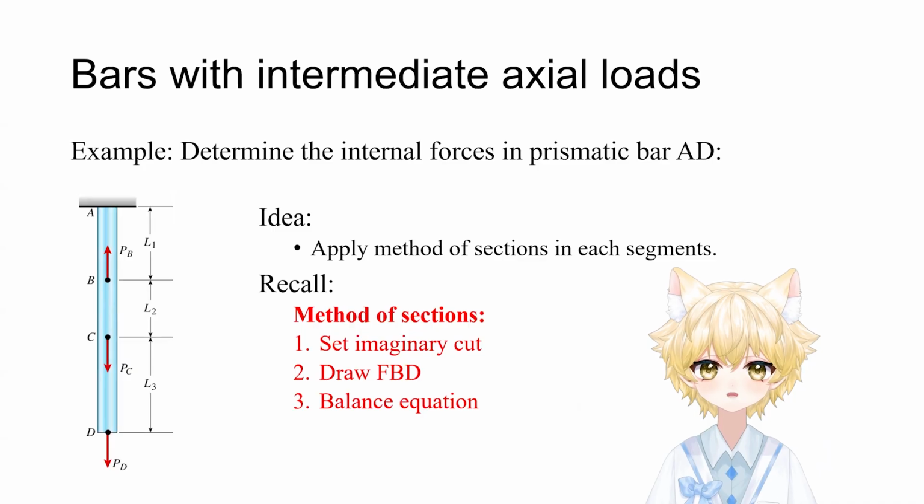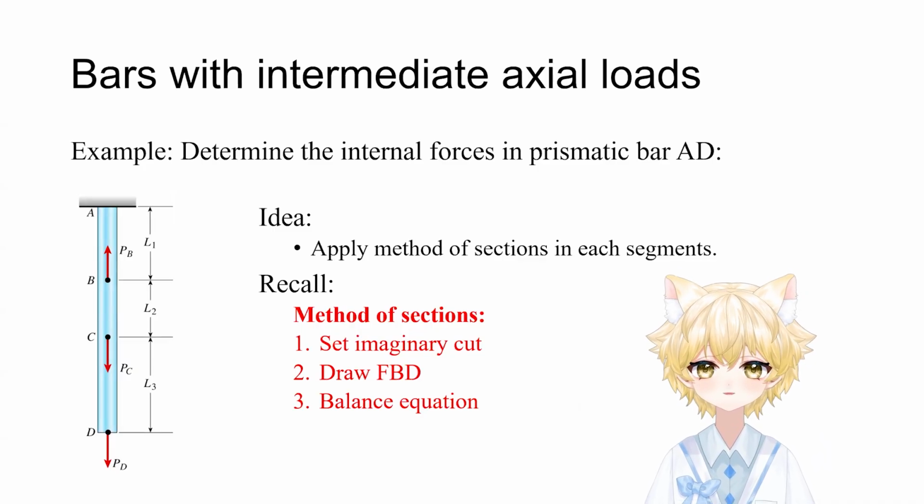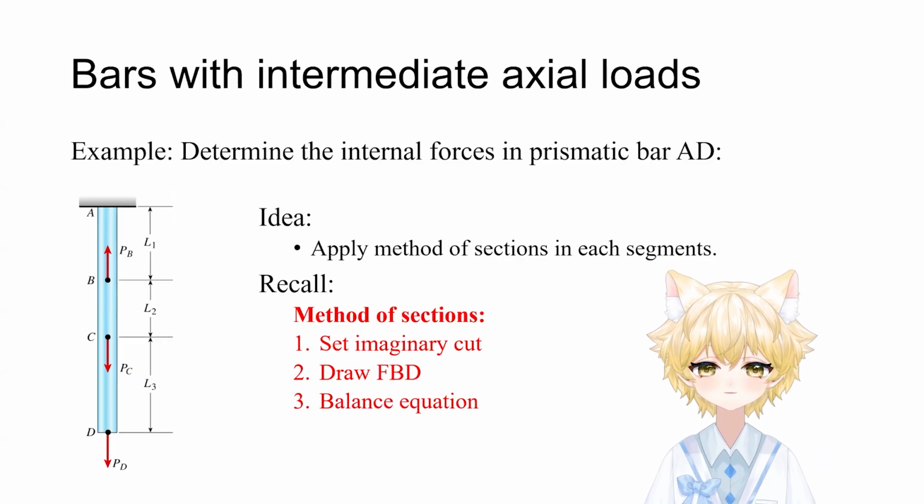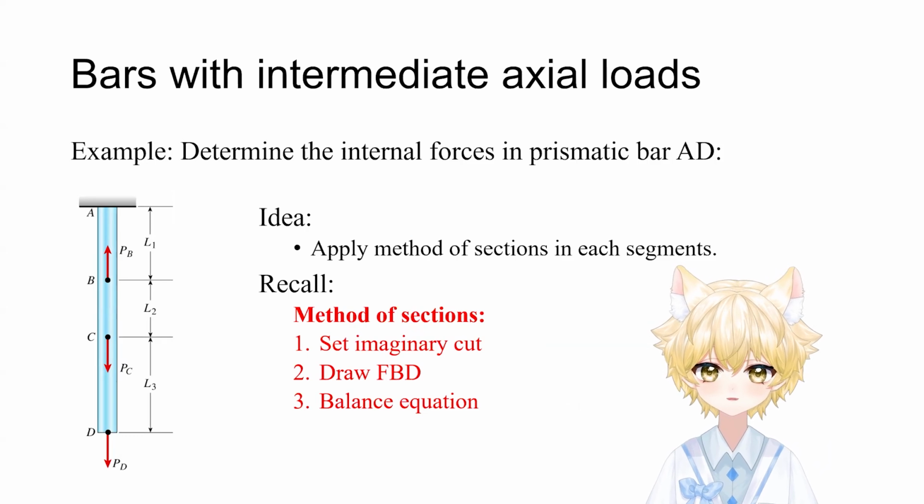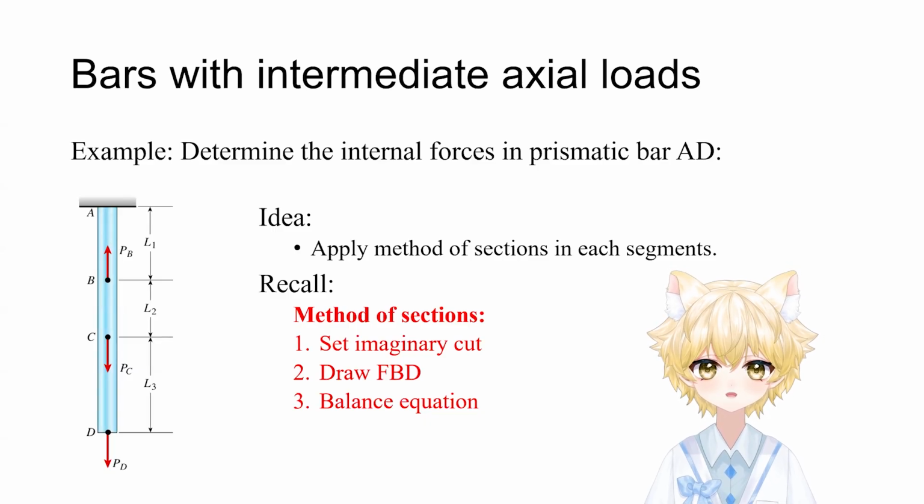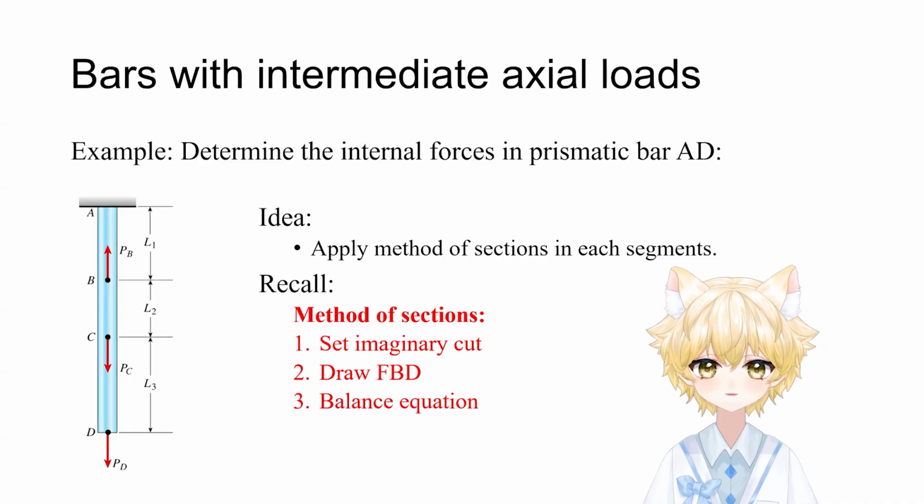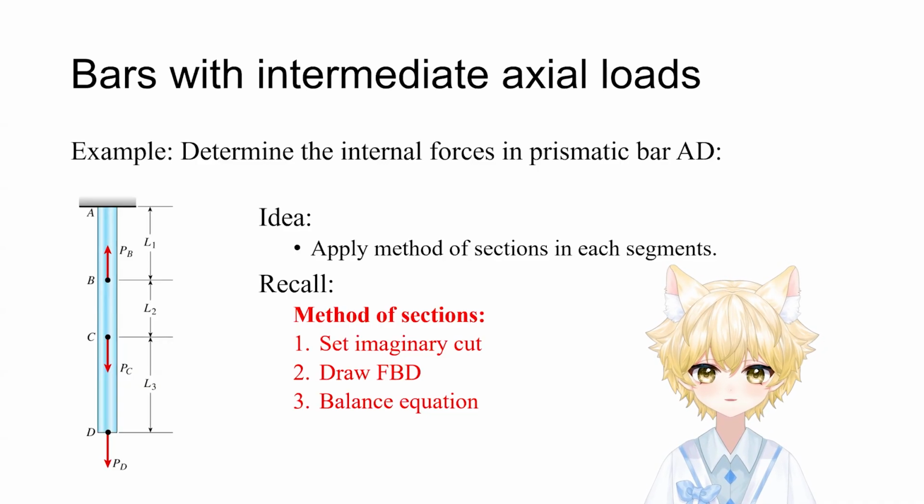Now, let's apply the method of sections to a slightly more complex but very common scenario: the bars with intermediate axial loads. Often you won't just have forces at the end of the bar. You may have forces applied at various points along its length. The question is, how do we find the internal force in this bar? The answer is, we can't just find one internal force. The internal force changes every time we pass an external load.